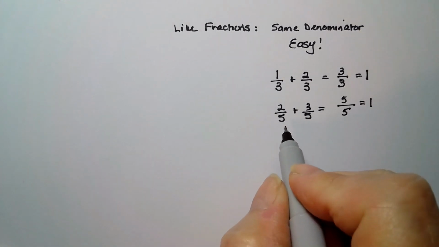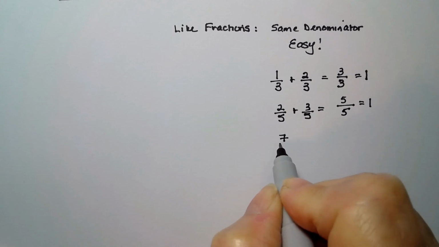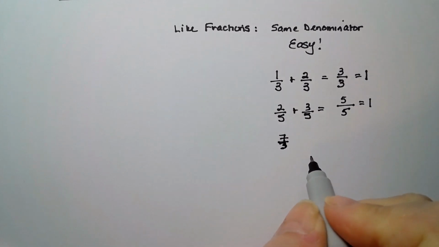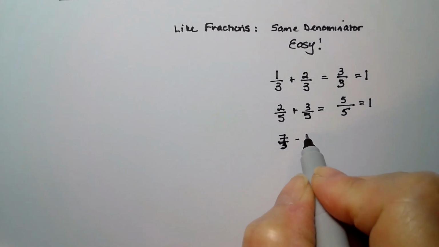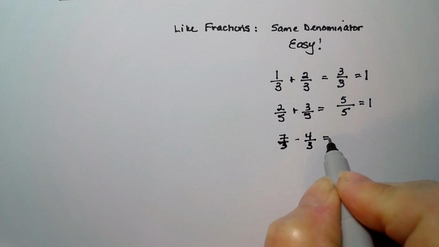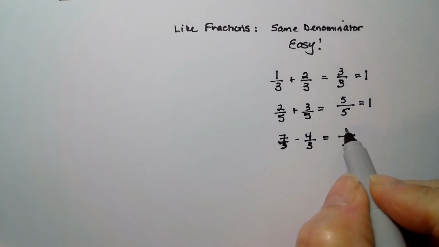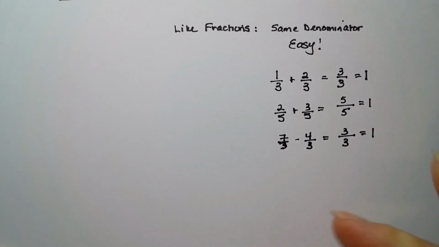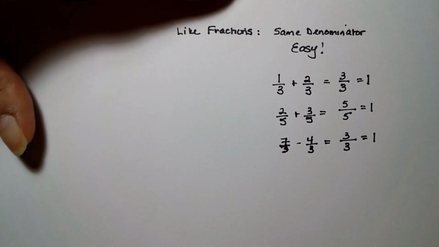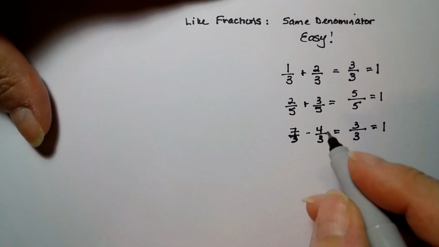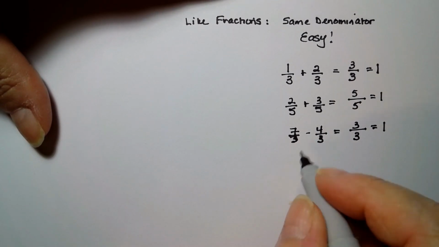Maybe you have something like, I don't know, 7/3 minus 4/3. Well, again, the denominators are the same, so we're going to have a denominator of 3. And 7 minus 4 is 3, so we get 1. Now, they don't all turn out to be 1. I'm just making stuff up, and it's working out that way. Okay, so I don't know. Let's see.